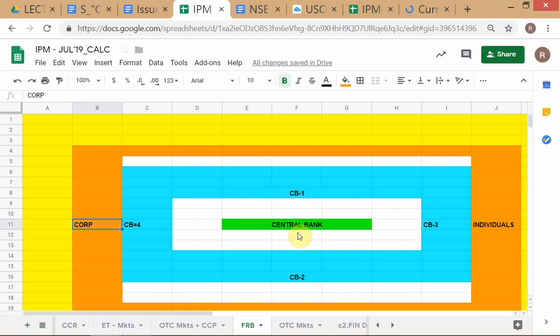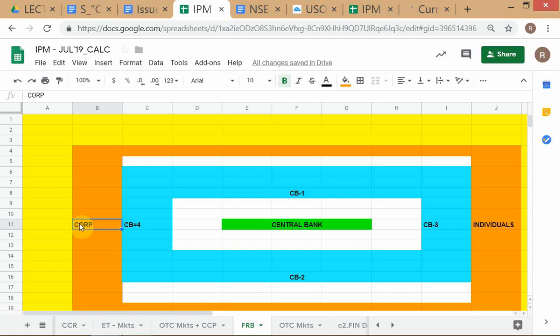So you have a central bank, and then you have the first circle around the central bank, the commercial banks. Okay, so the CBs are the commercial banks. The second circle is beyond the commercial banks. There you have, if you use the language of law, all the natural persons and artificial persons.